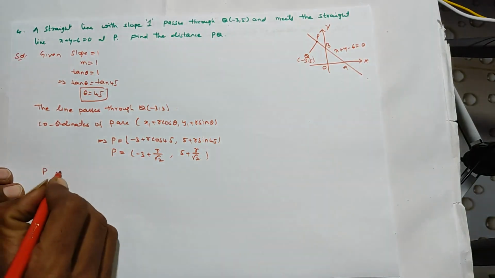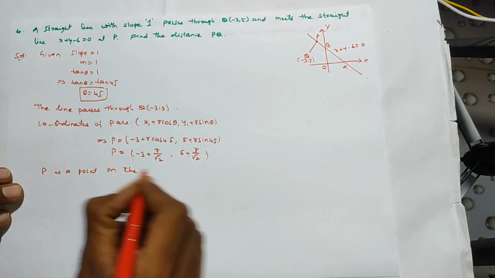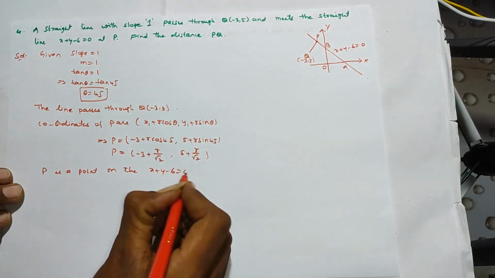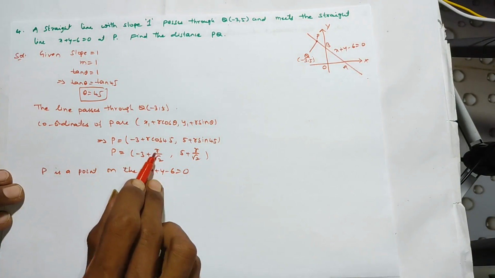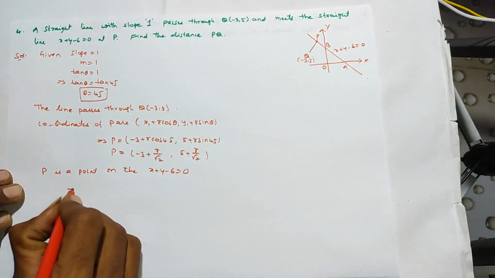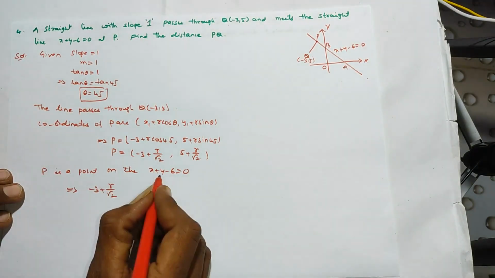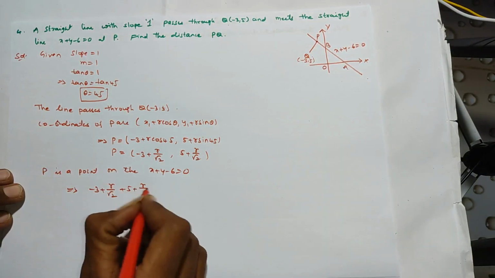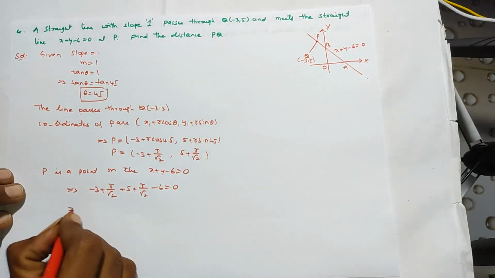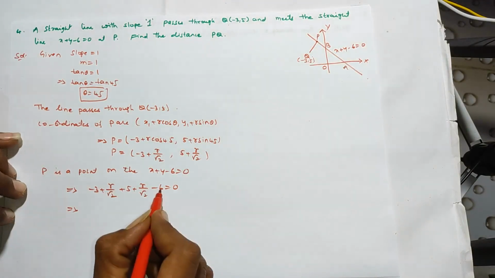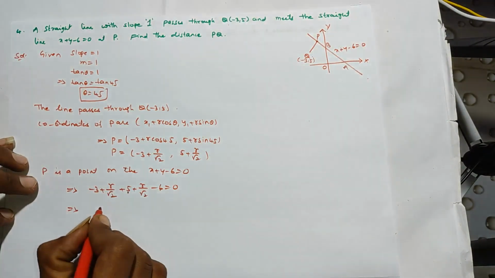See, P is a point on the line x plus y minus 6 is equal to 0, which means this line equation passes through this point. So this point satisfies this line equation. Substitute here x, that is minus 3 plus r by root 2, plus y, 5 plus r by root 2, minus 6 is equal to 0. On simplifying this, we get the r value here, that is, see, minus 9 plus 5 is 4, r by root 2, r by root 2.